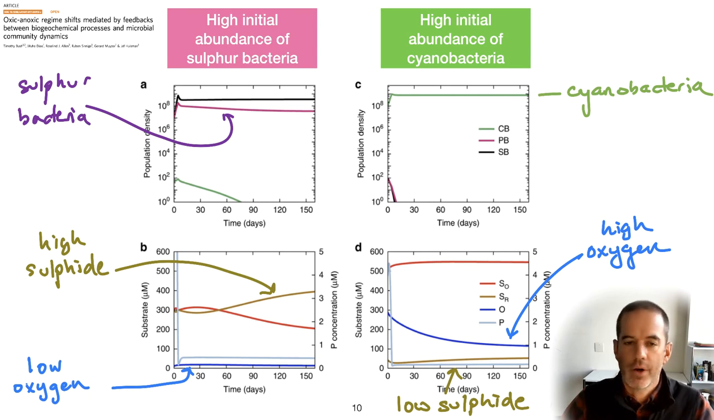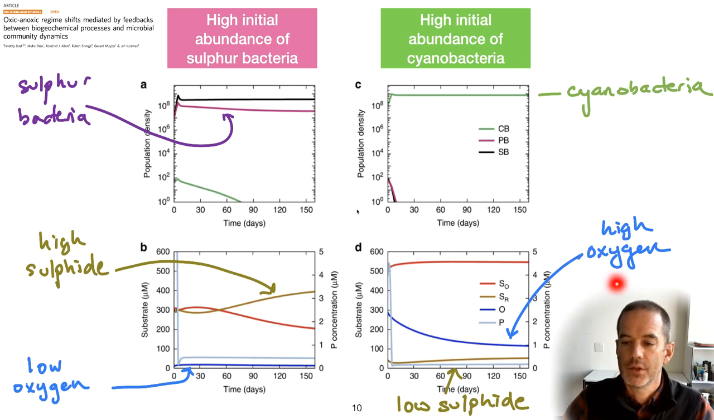And in this first set of graphs, what we have on the left is what happens when the sulfur bacteria start at high abundance. You can see the sulfur bacteria here at high population density in this graph. And as time goes by, the sulfur bacteria stay at high abundance. Whereas in this case here, we start with the cyanobacteria at high abundance. And when we do that, the cyanobacteria stay at high abundance. And this is only changing the initial conditions between these two runs of the model.